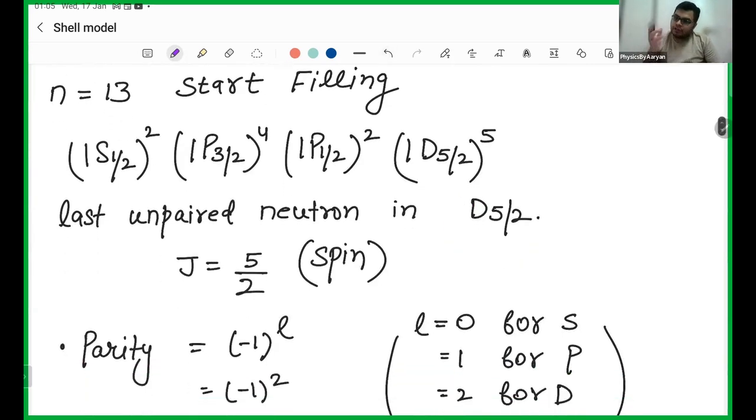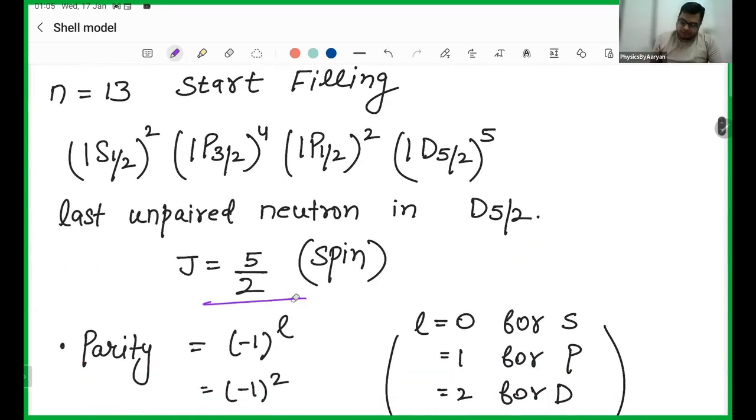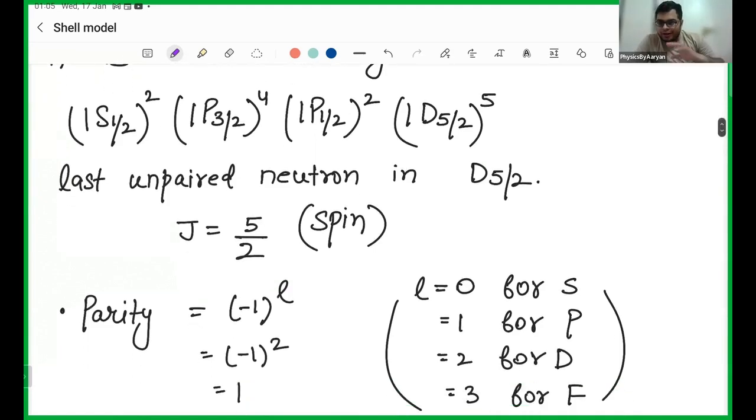So the spin of my nucleus will be 5 by 2. That's all. So the spin of my nucleus will be 5 by 2. That will be my spin. What about the parity? Do I have an even parity or odd parity?